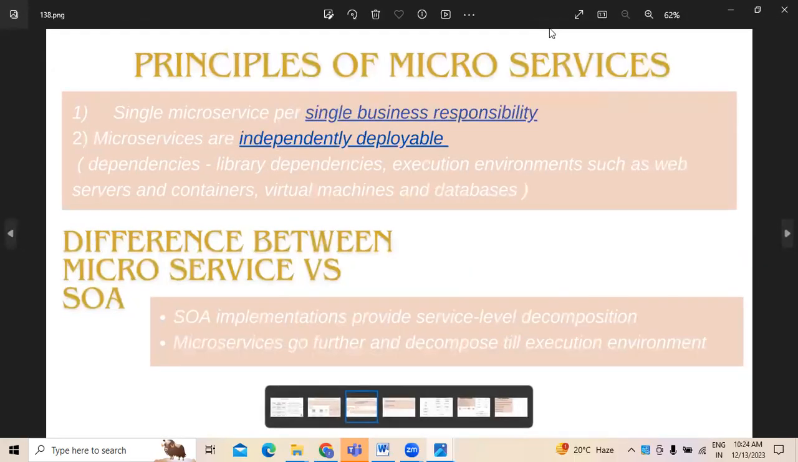Now, whenever we talk about the principles of microservices, usually they rely on two parts. Aishwarya, are you listening? Yes. So principles of microservices will be categorized into two different parts. Generally, the first one is a single microservice per single business responsibility. There are different microservices we create for different business units or the functionalities we are performing. So we prepare separate microservices for separate things.